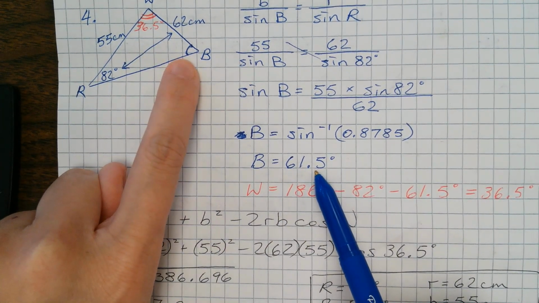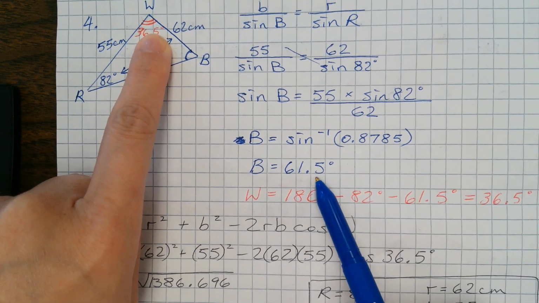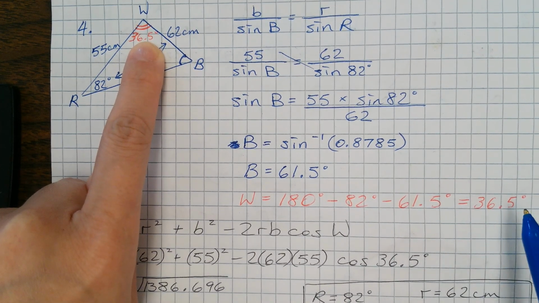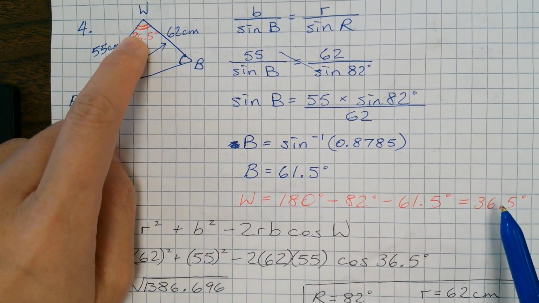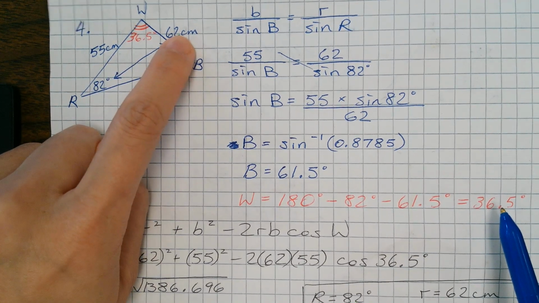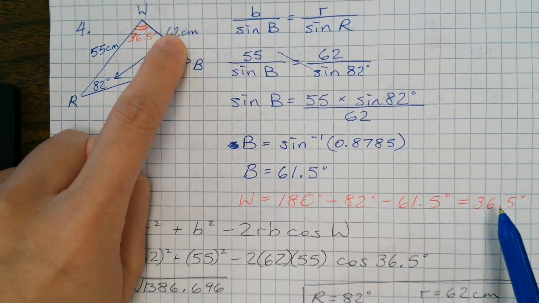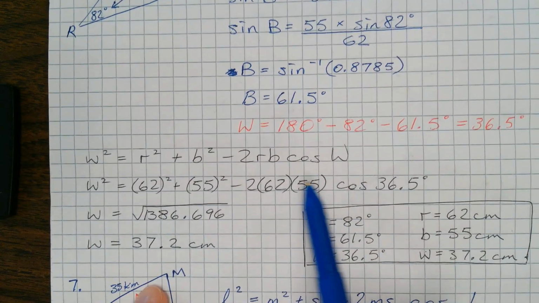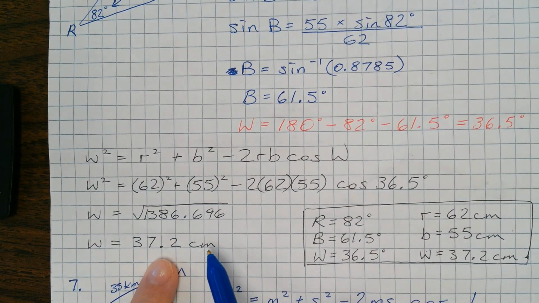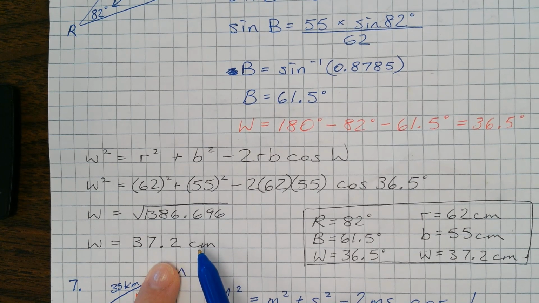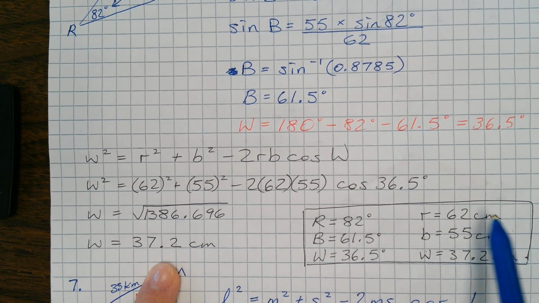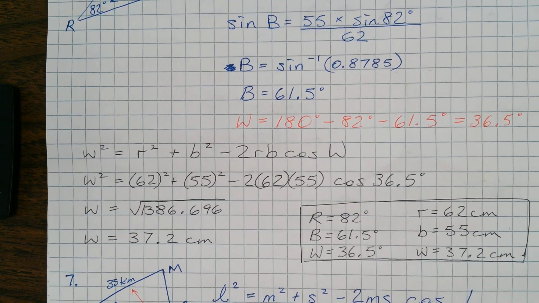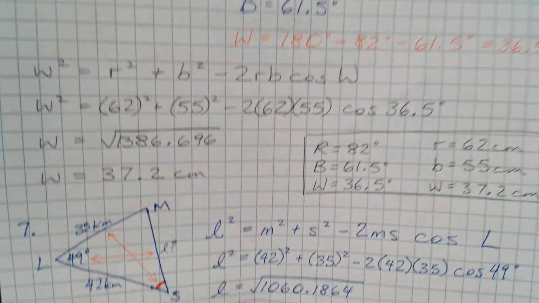So if B is 61.5, then I can find out angle W using the simplest method, which is 180 minus the other two angles, and you get that this angle is 36.5. So for the sake of the review, I'm given two sides and the angle in between, the contained angle, so I can use cosine law to find the length of W. And once I find that, I found everything. Don't forget to write down this summary box with all three angles and all three lengths. Okay, so that was number 4.